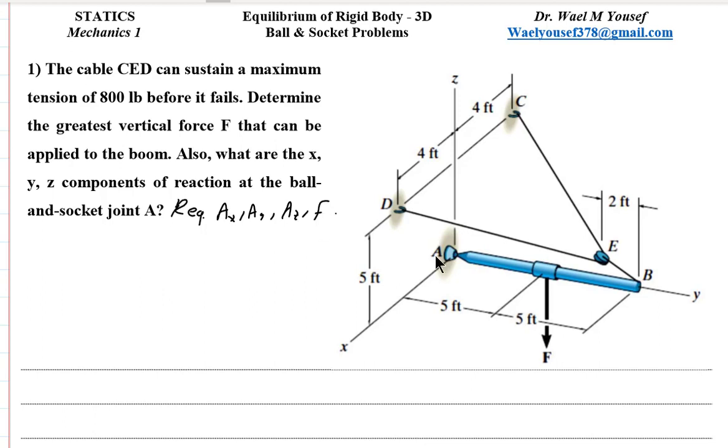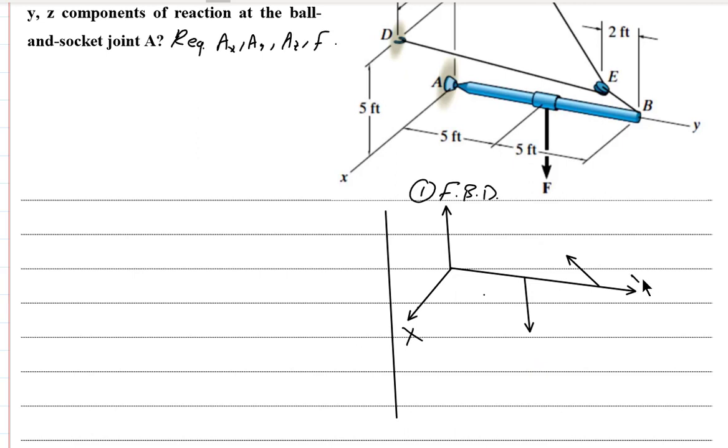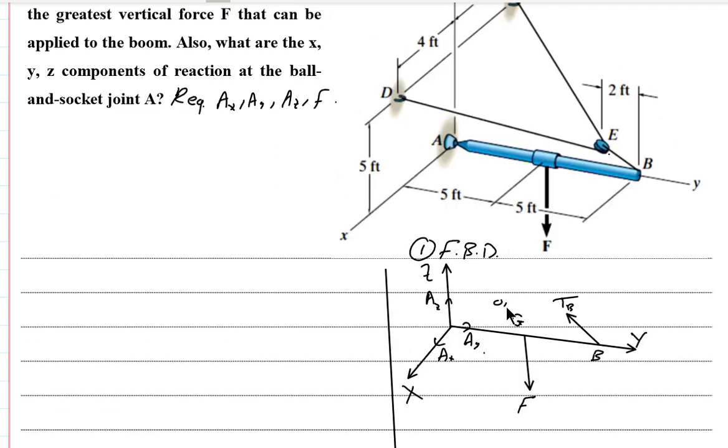We will solve this problem in 4 main parts. Number 1 is the free body diagram and the coordinates. In the free body diagram, we should show all the forces that act on the body, which is this rod. We have here force F acting at this point called G, and we have here the point B at which we have tension in this cable, and also we have the components of reaction at the ball and socket joint AX, AY, and AZ. The coordinates of G is 0, 5, 0, and the coordinates of B is 0, 10, 0.